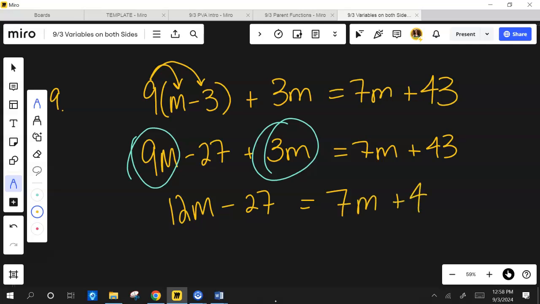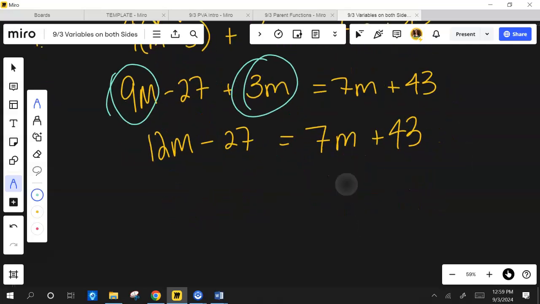Now I'm to the point where I have a variable on either side and I can't do anything else on one side by itself. There you go. How do you know you're moving 7m and not 12m? 7 is smaller. That's exactly right. So whenever I get to this point, I move the 7 and not the 12.